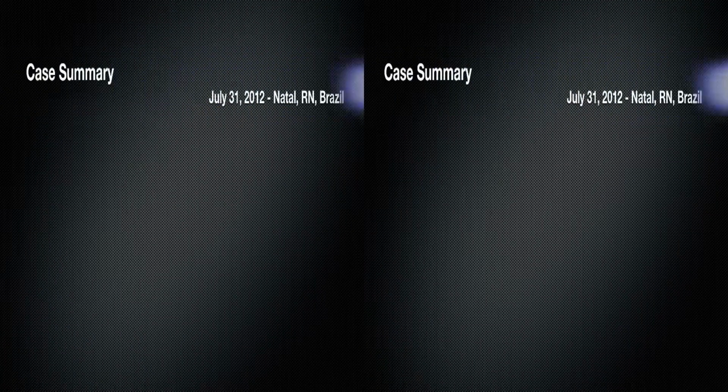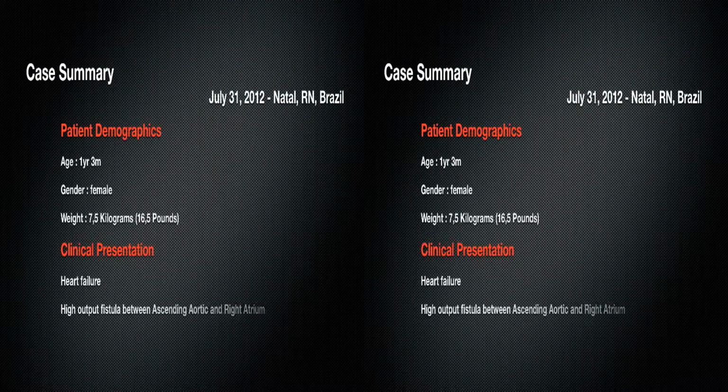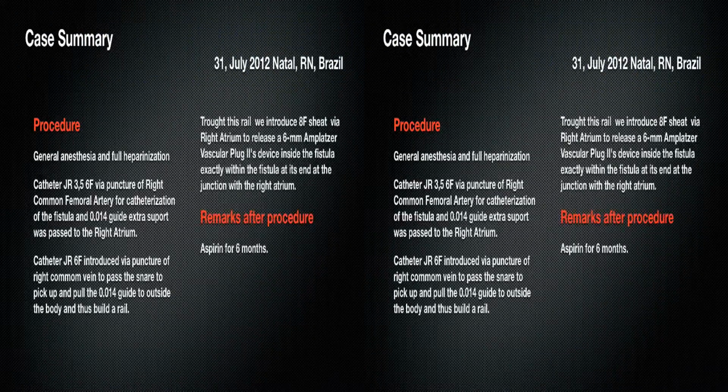The case we are about to present is a 1 year and 3 months old girl who comes with clinical heart failure caused by a fistula between the aorta and the right atrium. The treatment we propose for this case is the occlusion of the fistula with a prosthesis, so as to close the communication, thereby permitting improvement, and the patient has a normal life.